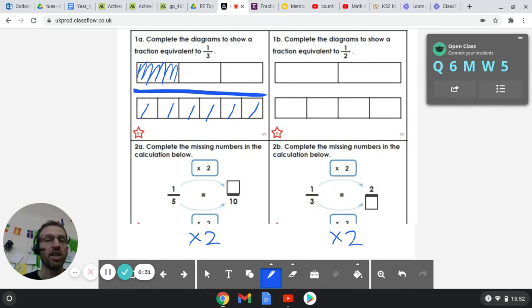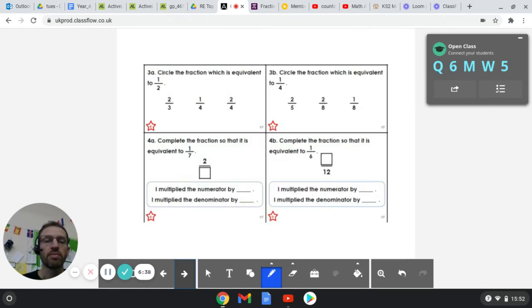Okay, there's 2 pages here for the spicy work. Pause the video to do this one, and pause the video to do this one as well.